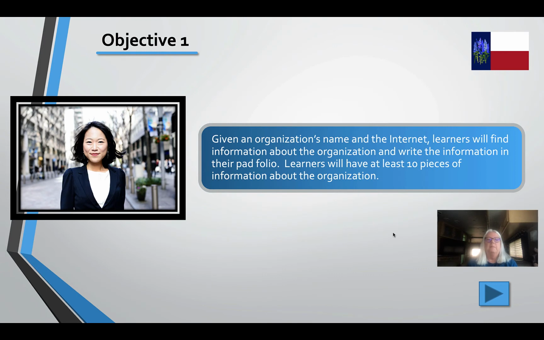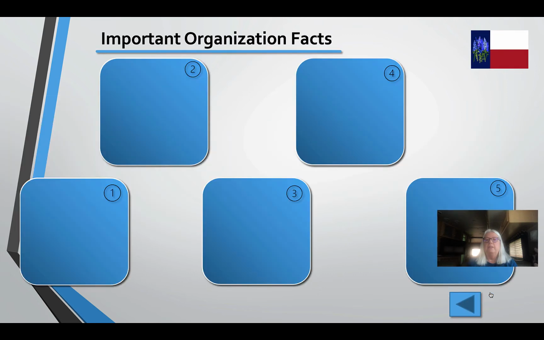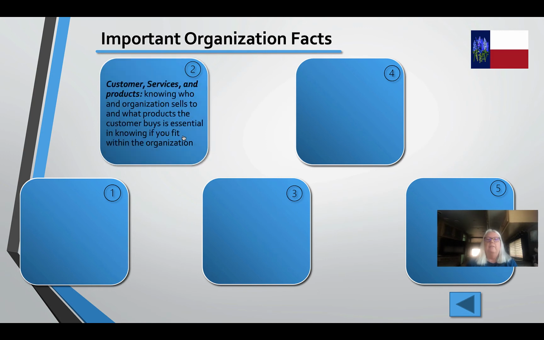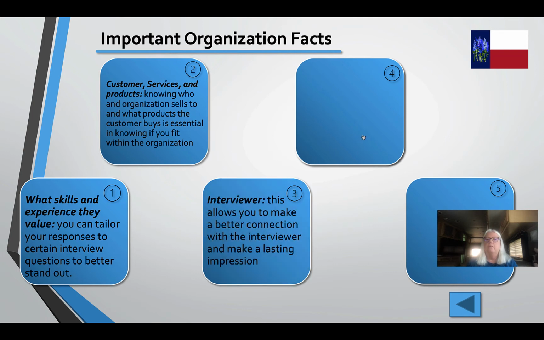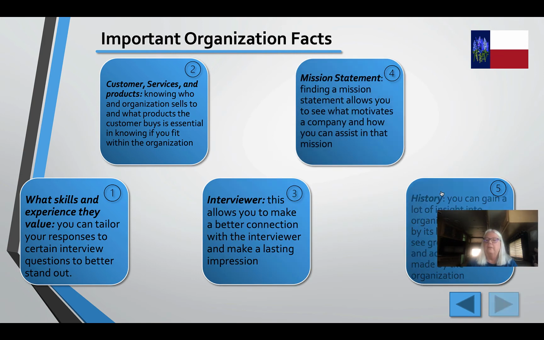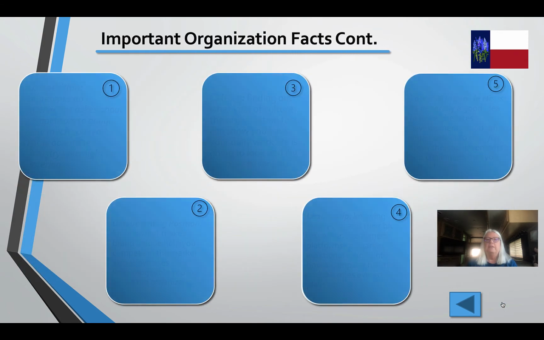He tells me the objective. Here again we have an image. Here's an interaction, important organization facts. Okay, if I click on each one, it's telling me something that's important that I need to know about an organization before I go interview there. Okay, so that's a pretty good interaction.